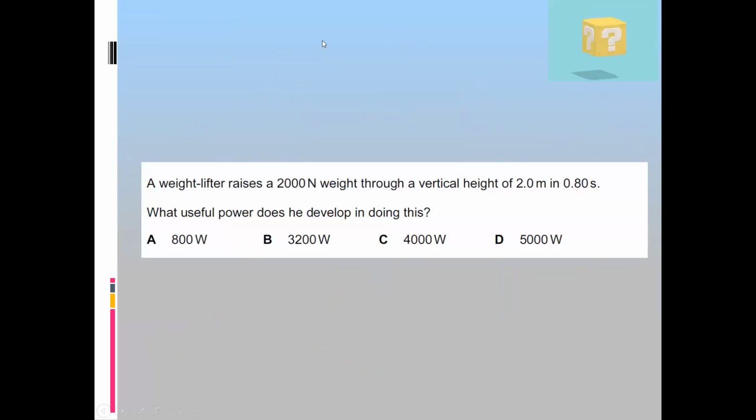Now we'll do some questions, so it will improve your understanding. A weightlifter raises 2000 newtons, so we have the force, through a vertical distance of 2 meters. We have the distance and the time is 0.8. We have to calculate the useful power. So how to calculate the power? Useful power, total power is the same idea. So power is equal to work done divided by time. So first we'll calculate the work done.